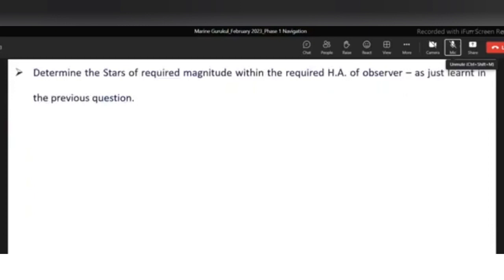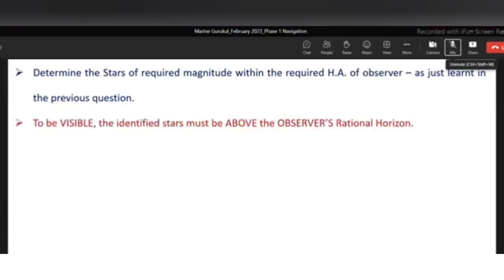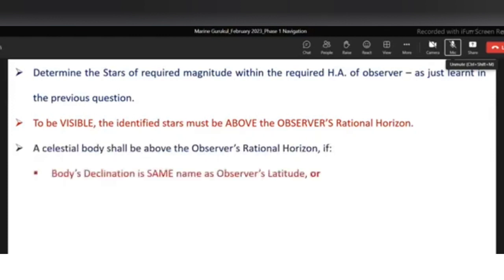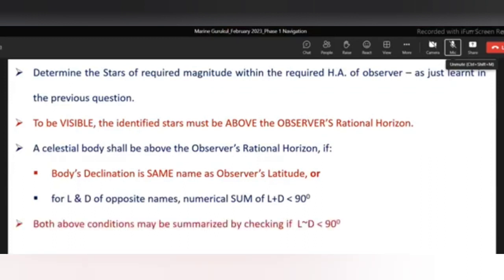I'm sure you'll agree with me that the first step shall be to make a comprehensive list of all stars and planets which meet the given requirement of magnitude and hour angle. Now, to assess visibility, we know that the body must be above the observer's rational horizon. For the latitude of the observer and declination of the body, if they are same names, yes, the body would definitely be coming above the horizon for some part of the day. Or if they have opposite names, then the body shall be above the rational horizon only if the sum of latitude and declination is less than 90 degrees. Both these things can be summed up in one condition: we find out the L difference D, the difference between latitude and declination, and if the difference is less than 90 degrees, the body shall be visible.